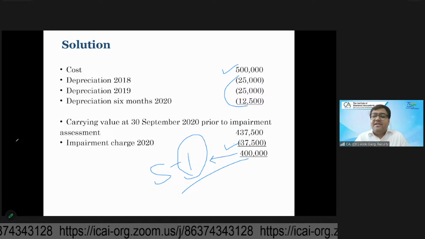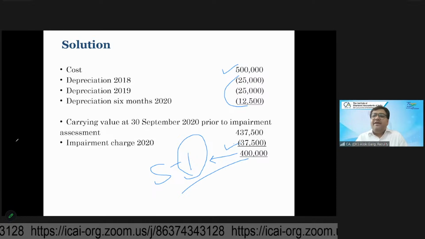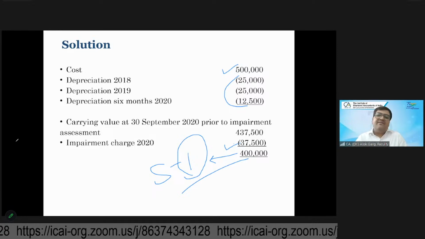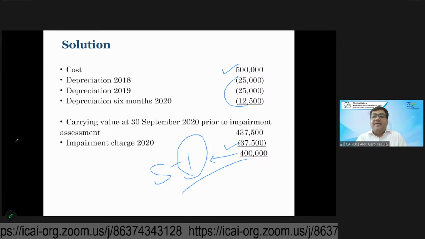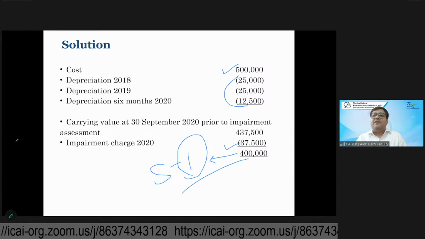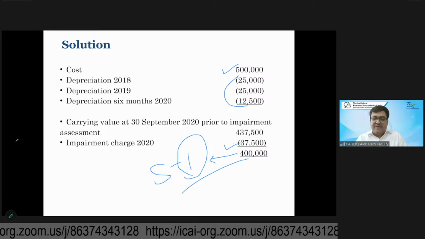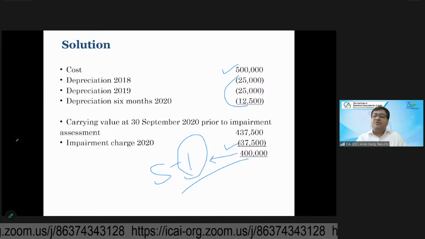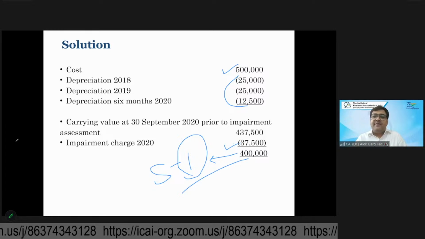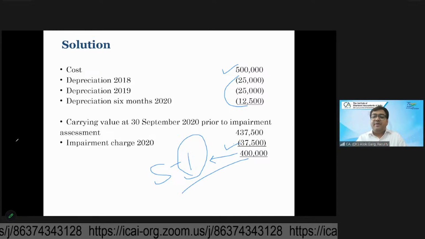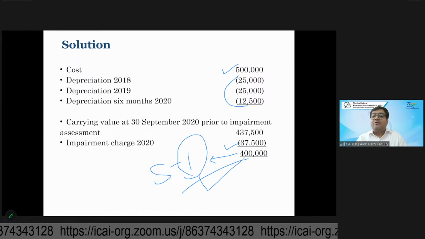So when I purchased this asset, what was the accounting entry? Property, plant and equipment account debit to bank account 5 lakh rupees. When I was charging depreciation, what is the accounting entry? Depreciation account debit to accumulated depreciation, or depreciation account debit to property, plant and equipment. When I charged impairment loss, the entry is impairment loss charged in P&L account debit to property, plant and equipment. Now the carrying value of the property, plant and equipment becomes 4 lakh rupees.